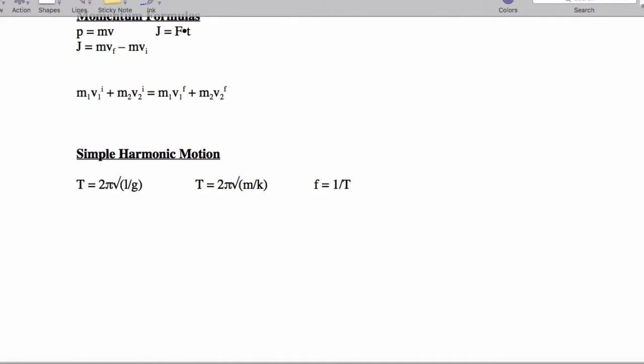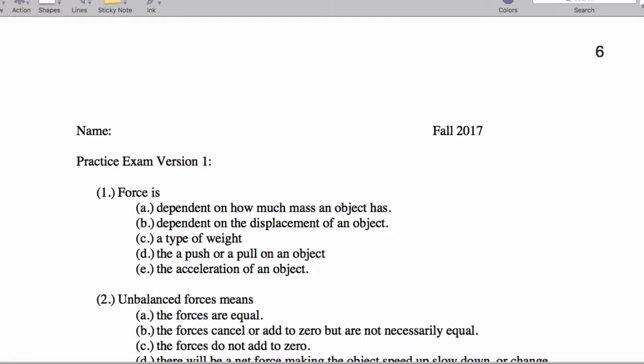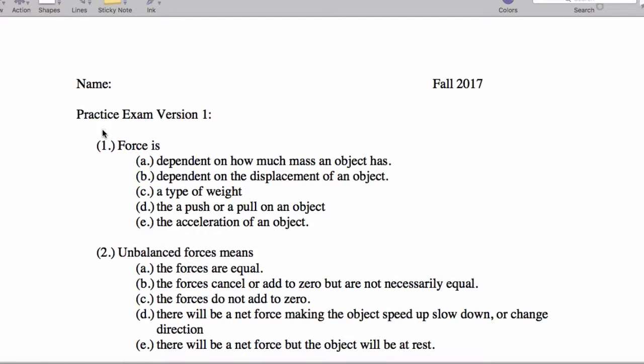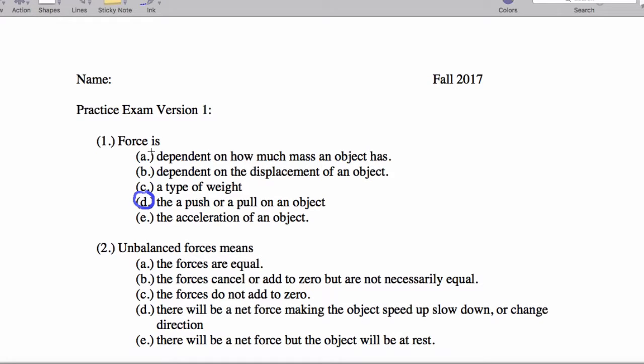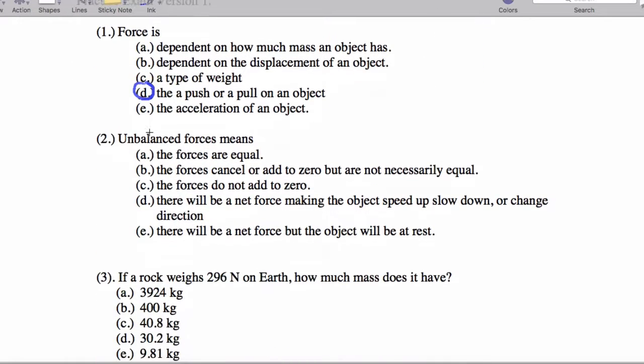Now, the next idea here is when we start with problem number 1, we want to actually define what force is. So what force actually is, the push or pull on an object. Okay, so these are true-ish, but I really wanted a clear definition.